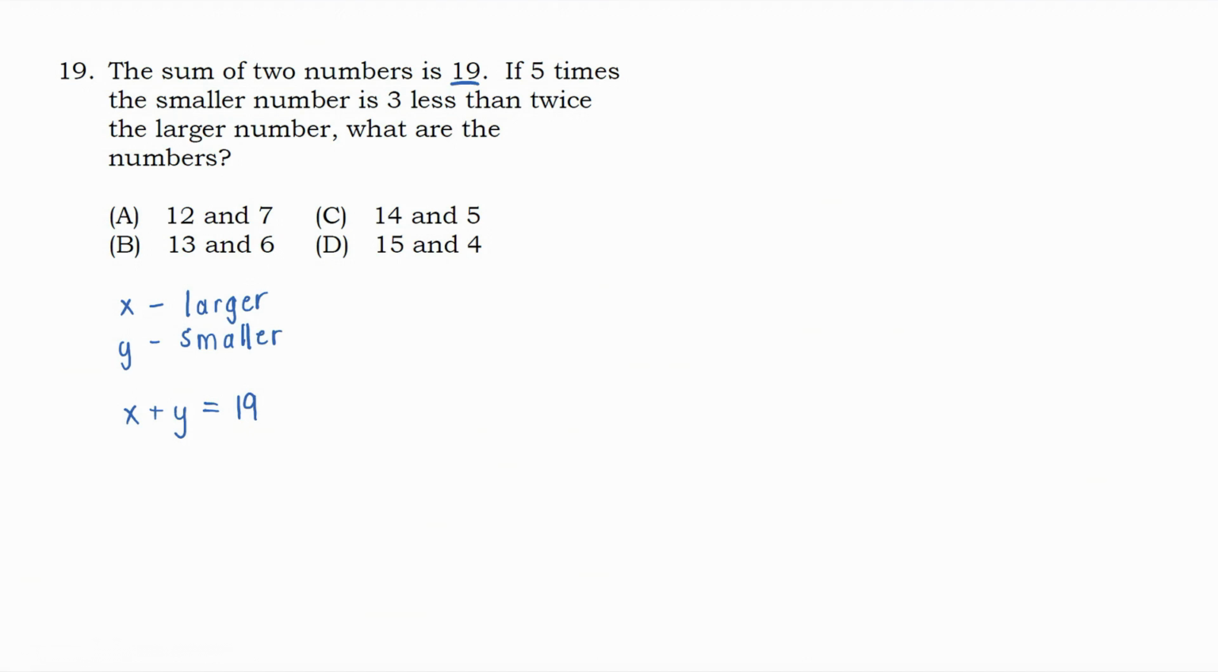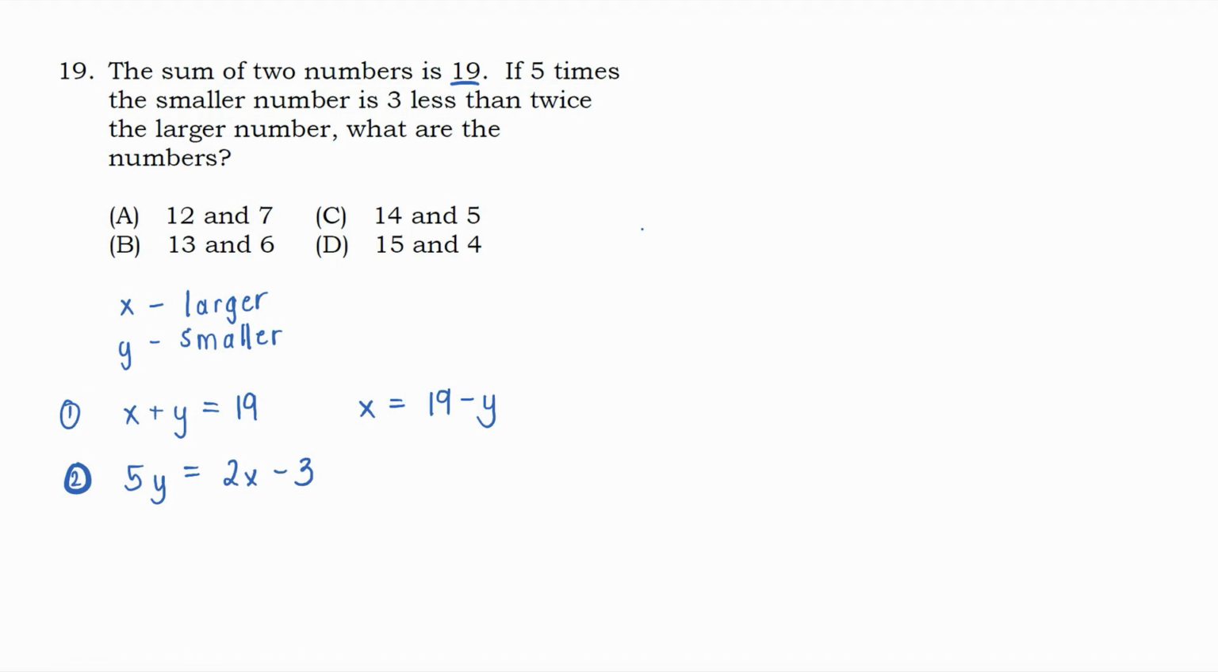And then sa second sentence naman, 5 times daw nung smaller number. Yung smaller number is y. So, 5 times nung y is 3 less than twice the larger number. So, i-represent natin yun as 2x, twice the larger number, and then 3 less. So, minus 3. So, yan yung second equation natin. 5y is equal to 2x minus 3. And then, we know that x is equal to 19 minus y from this first equation. And then, isa-substitute lang natin yung x is equal to 19 minus y dun sa second equation.